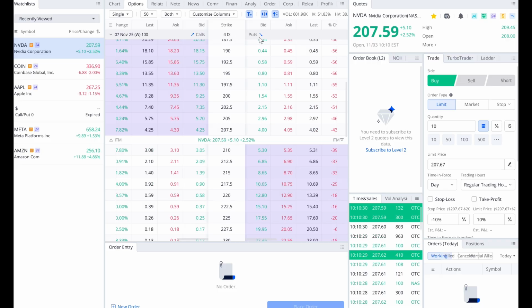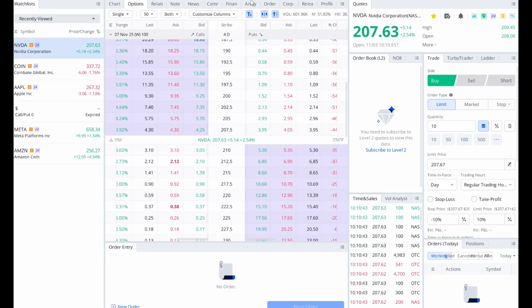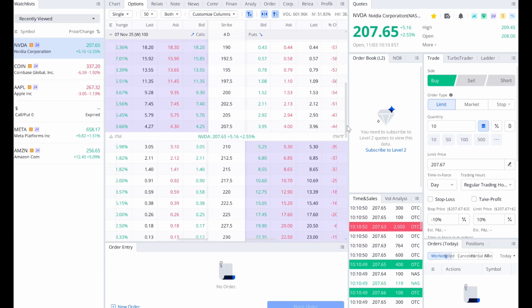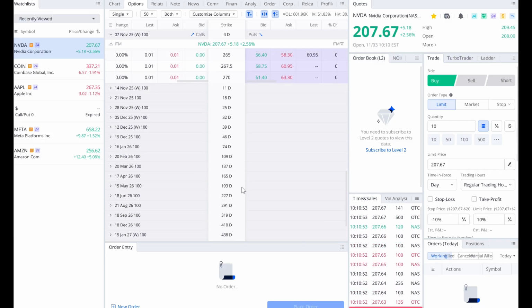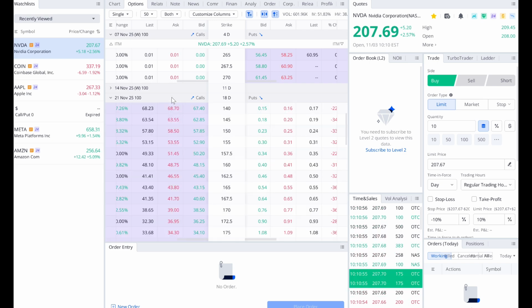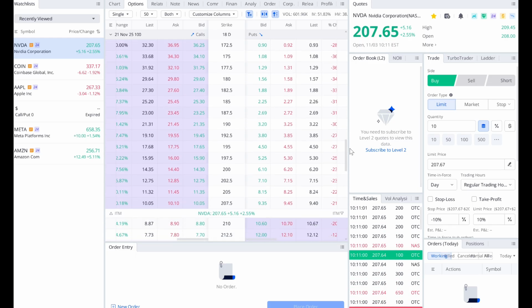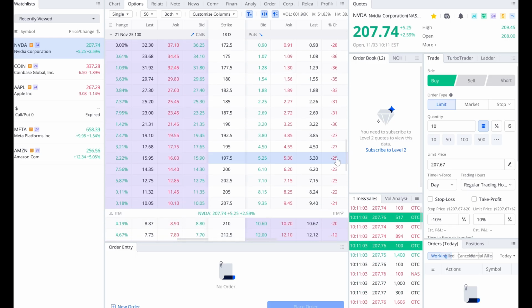Let me put this option at a later date. Right now it's for this Friday. Let me see. Okay, here we go. Okay, so I'm going to go for the 21st of November. So let's click on there. So we're going to get all the options here.